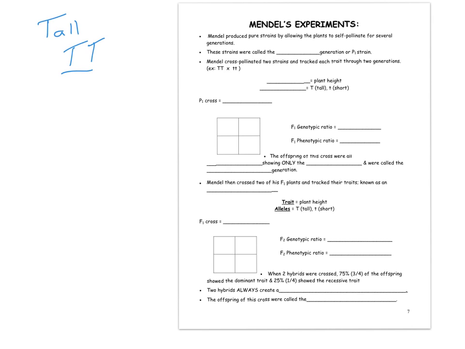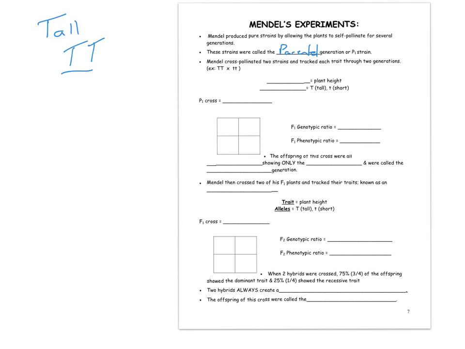So this generation was the parental generation, right? The first parental generation, or P1 strain. And then Mendel cross-pollinated the two strains and tracked each trait through two generations, right?